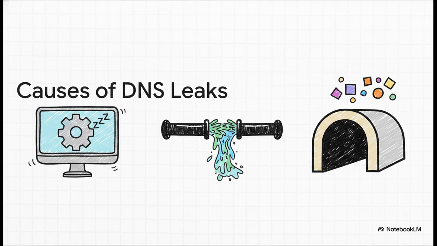Second, a split tunnel misconfiguration. Sometimes you set up a VPN to only route your web browser traffic, but you totally forget to force the DNS routing as well. And third, untunneled IPv6 requests. This is a big one. Even if your VPN perfectly locks down your older IPv4 traffic, it might completely ignore the newer IPv6 requests, letting them leak right out.